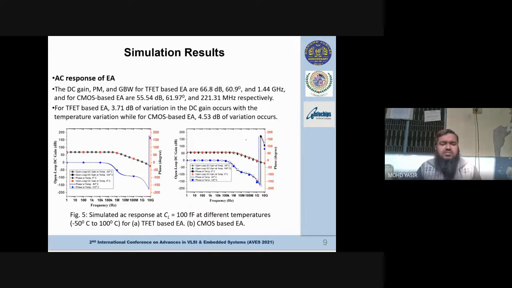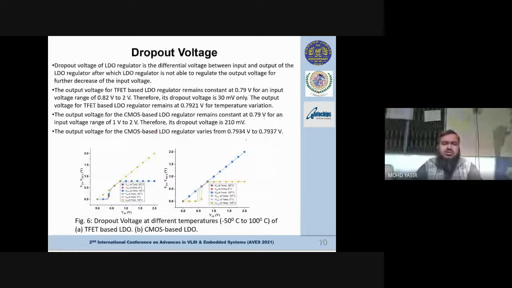For the TFET based error amplifier, only 3.71 dB of variation in the DC gain occurs with the temperature variation, while for CMOS based it is 4.53 dB of variation. These are the dropout voltage characteristics of the LDO. Dropout voltage is the differential voltage between input and output of the LDO regulator, after which the LDO regulator is not able to regulate the output voltage for further decrease of the input voltage. The output voltage for the TFET based LDO regulator remains constant at 0.79 volts for an input voltage range of 0.82 volts to 2 volts.